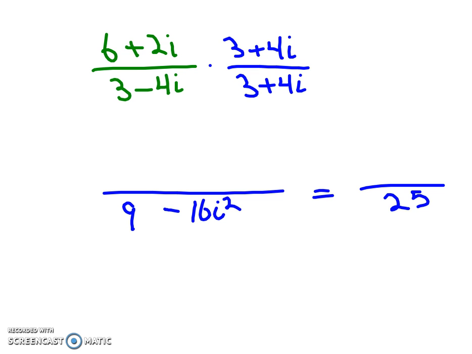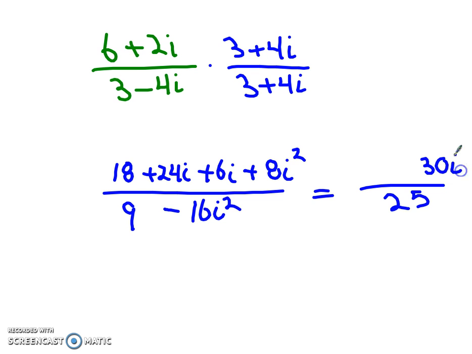Okay. So now let's take care of the top. 6 times 3 is 18. 6 times 4i is 24i. Plus 6i from doing the 2i times 3. And then plus 8i squared. Okay, cool. So for the i's, I got 30i. And this will become negative 8. So I'll have 18 minus 8 is 10.